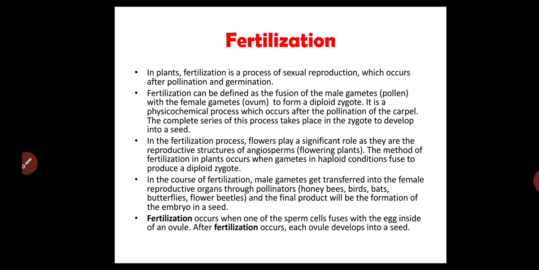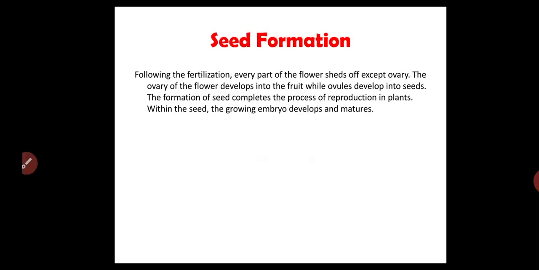So fertilization occurs when one sperm cell fuses with the egg. The sperm cell is the one that comes from the anther, that is a pollen grain, which gets fused with the female egg which is there in the ovary. After fertilization occurs, each ovule develops into a new seed. Then seed formation takes place. After fertilization, a new seed starts to be produced in the female reproductive part.